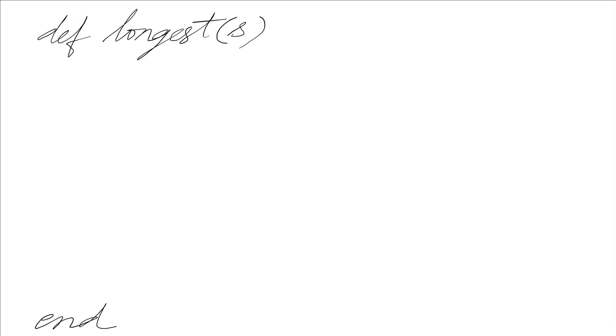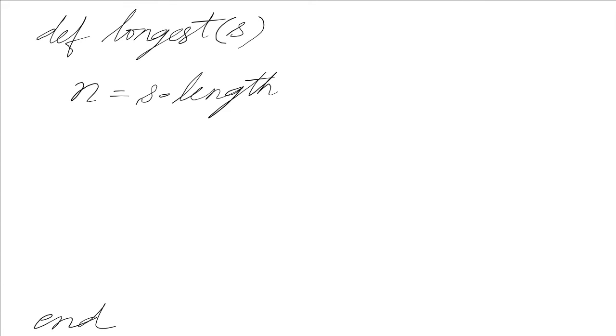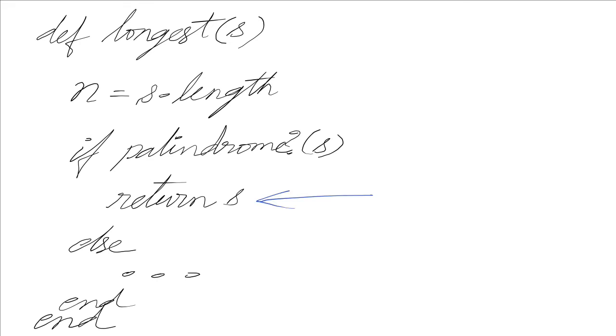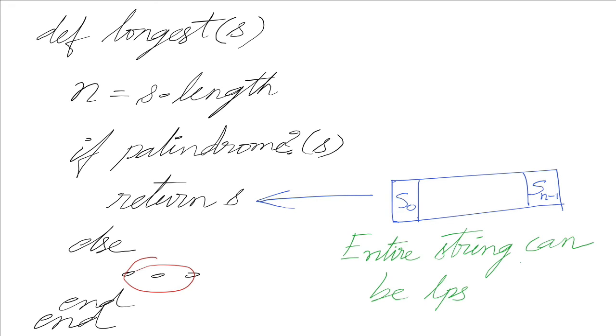The longest method takes one parameter, and this is the string. We want to find the longest palindrome substring. We first check the length of this string. If this string is a palindrome, we return that particular string. Otherwise, we are going to have some recursive cases. This is the case where the entire string can be the longest palindrome substring.